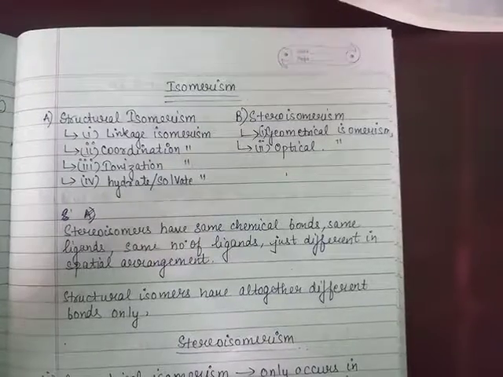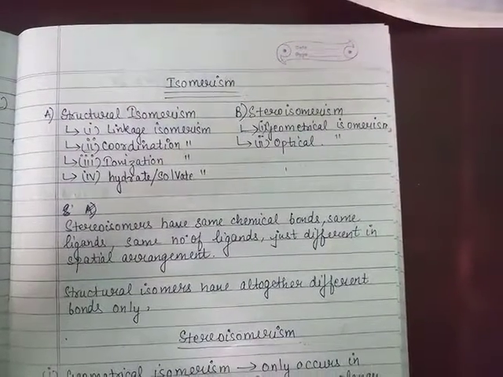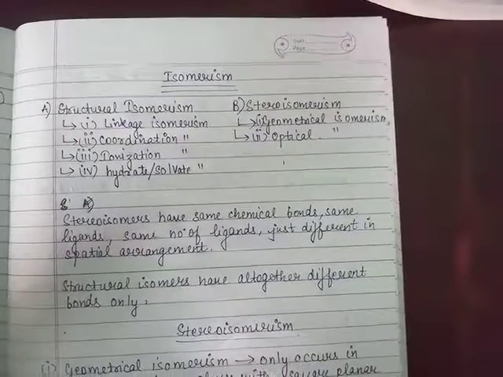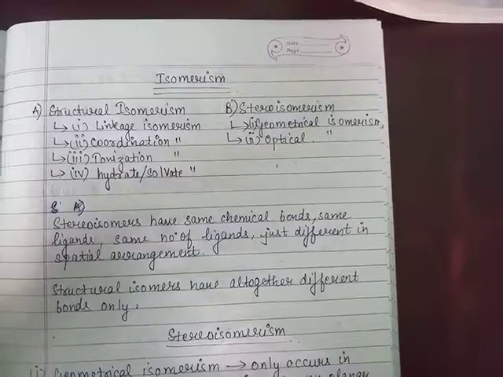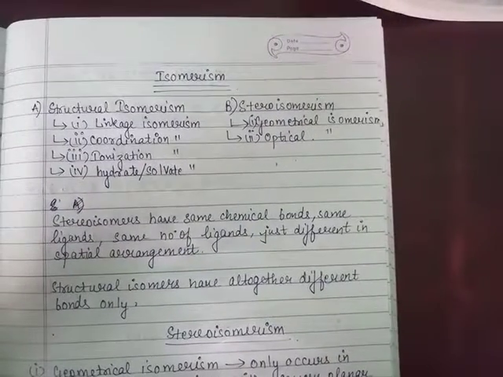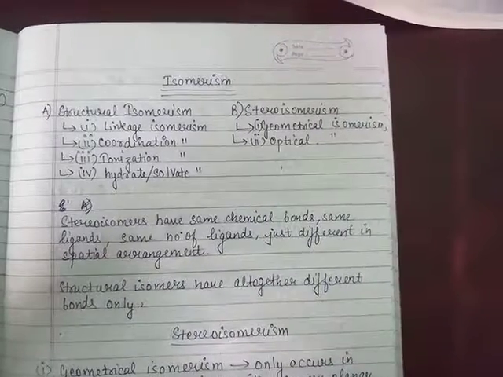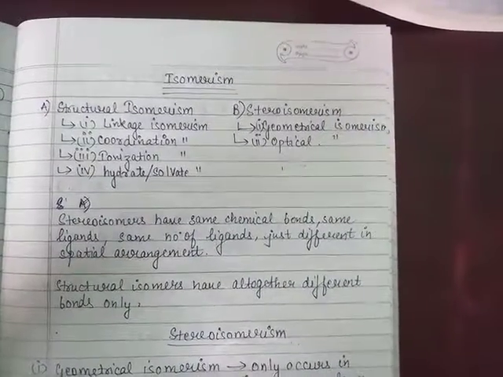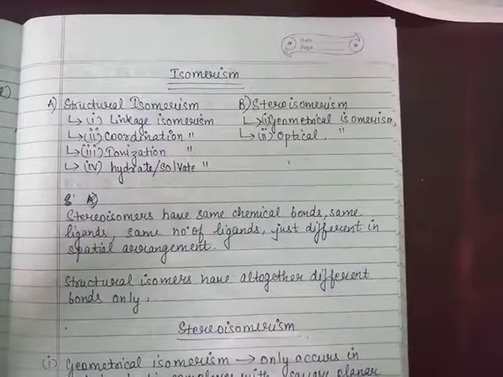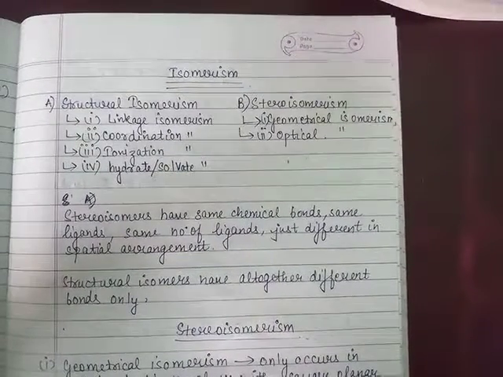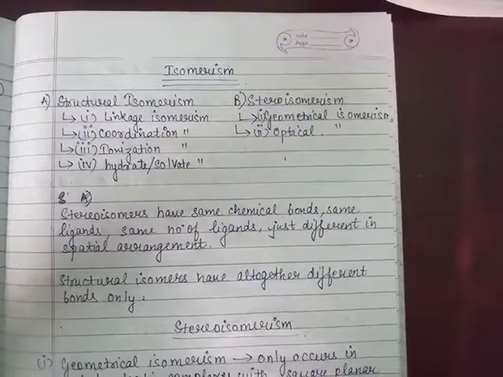Okay, so we'll now be moving on with the next part of the topic, which is isomerism. So what is isomerism? Isomers are two or more compounds that have the same chemical formula but a different arrangement of atoms, or maybe different atoms altogether, but they have the same chemical formula. Isomerism is divided into basically two types: structural isomerism and stereoisomerism.